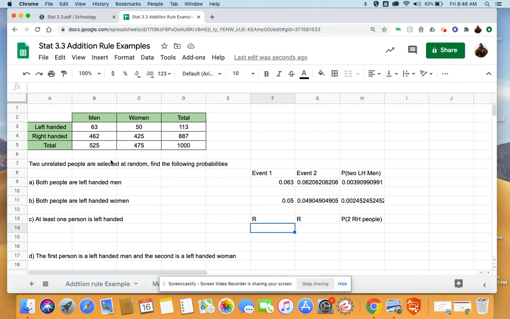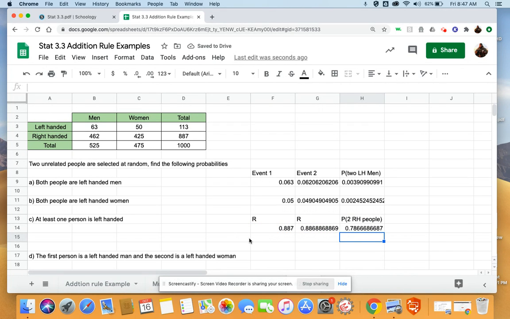Probability of a right-handed person. How many total right-handed people are there? 887 right-handed people out of 1,000. Second right-handed person is going to be 886 remaining out of 999. And we're going to multiply those two probabilities together. Okay, that's not our final answer.